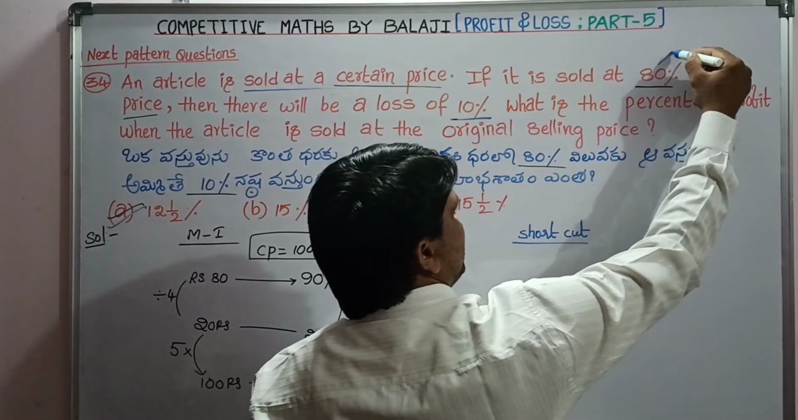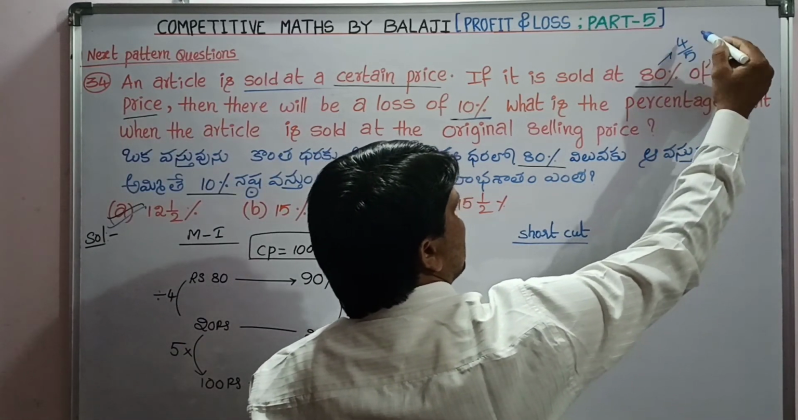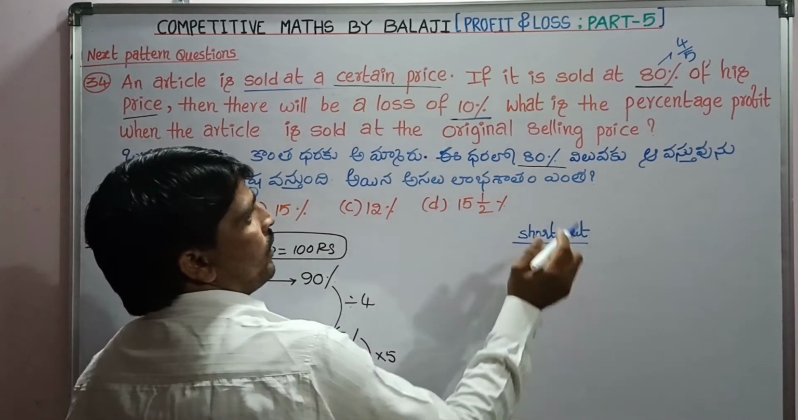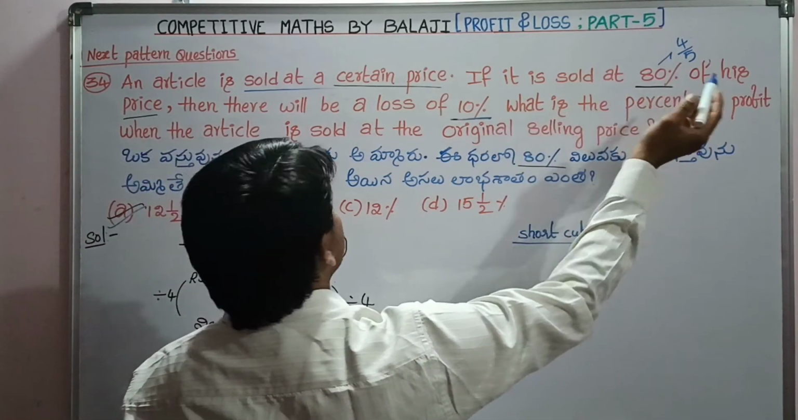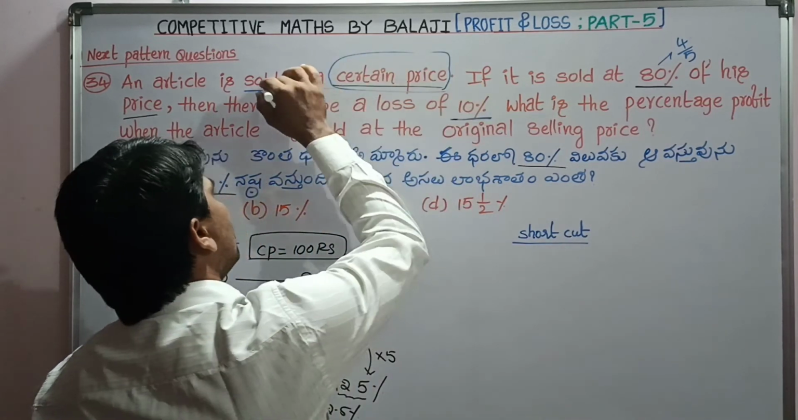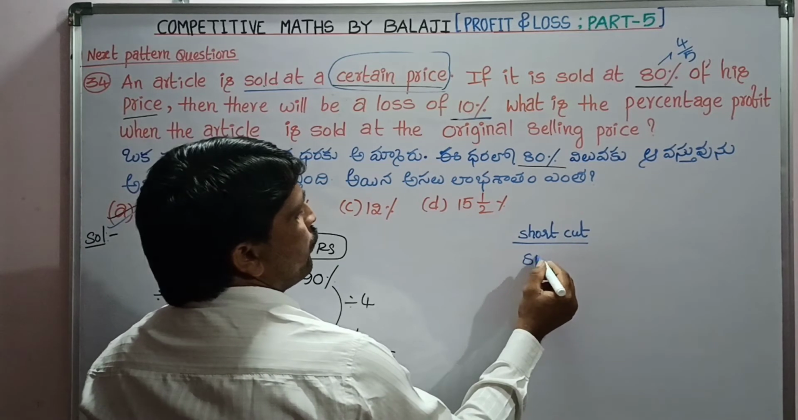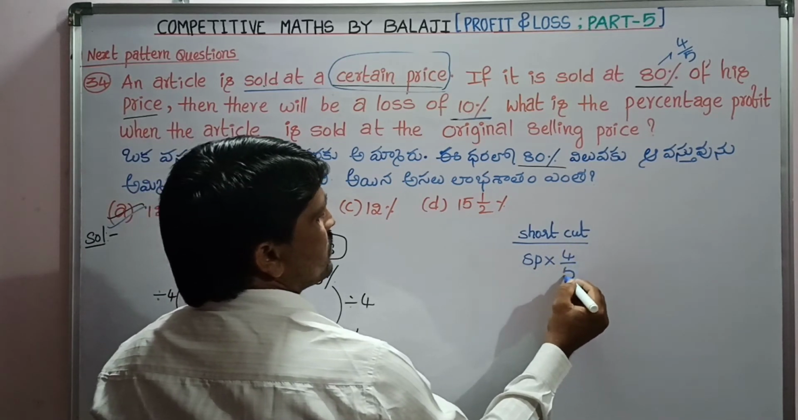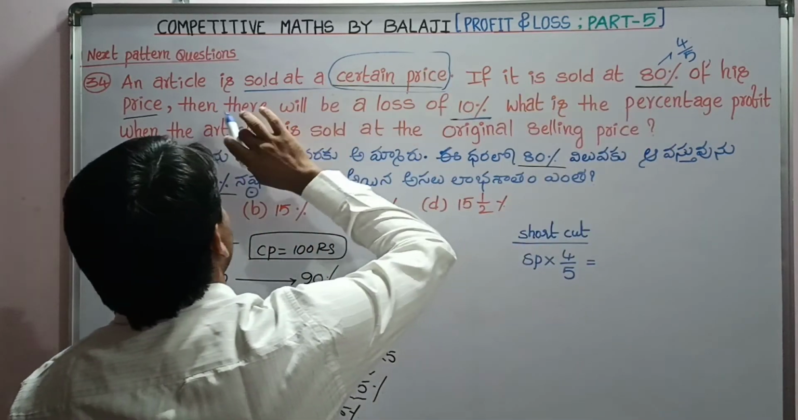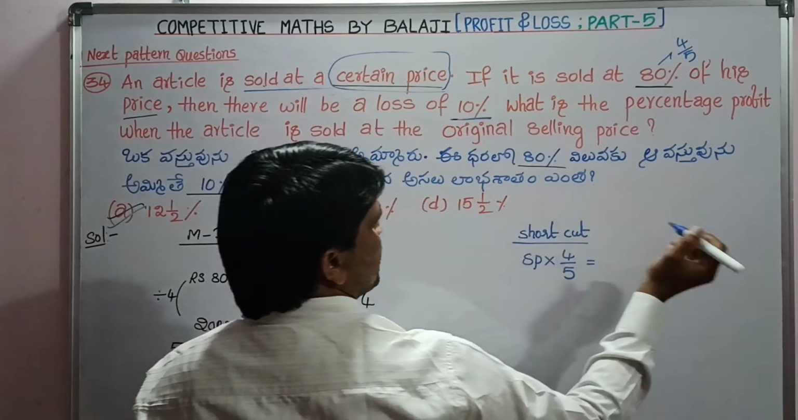What is the fraction value of 80%? That is 4 by 5. As 20% is 1 by 5, so 80% is 4 by 5. If it is sold at 80% of his price, what is his price? That is certain price. Certain price is selling price. So 4 by 5 times of selling price, when he sold at 80% of his price, then there will be a loss of 10%.